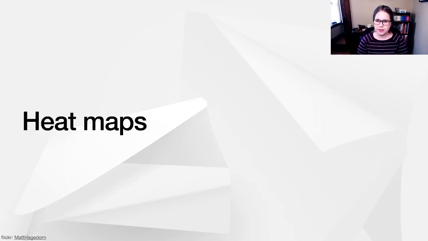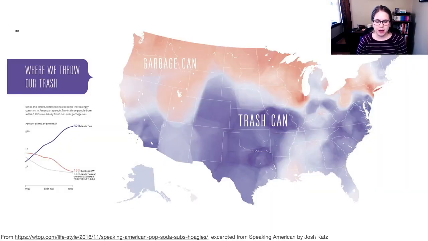And then one piece that I don't talk about in that talk, but is also commonly visualized, is a heat map. So a heat map is a visualization where you don't have just points, and you don't have simply filled in polygons. You have colors that move from one to another over a gradient. So this is from the book Speaking American by Josh Katz. He surveyed a ton of people and created these visualizations of dialects in the United States.